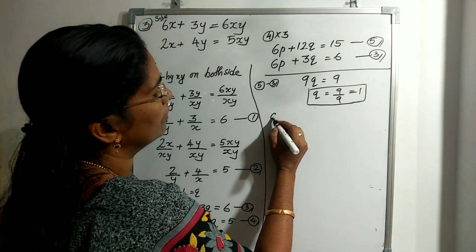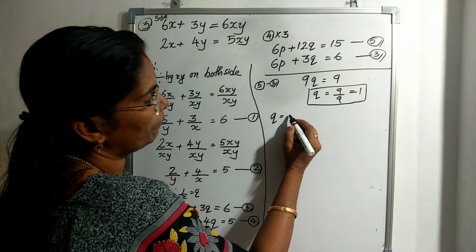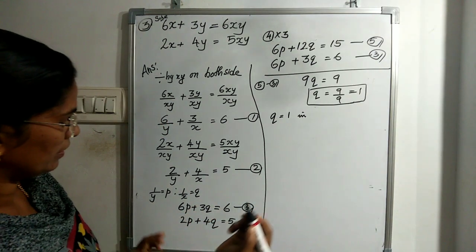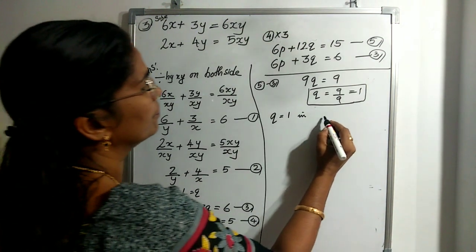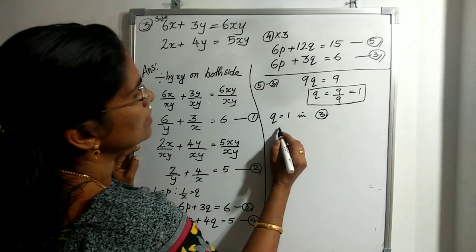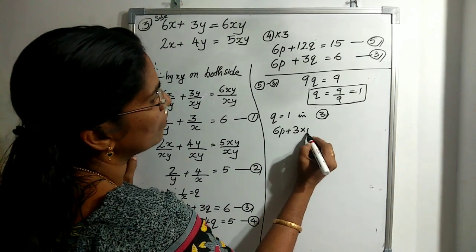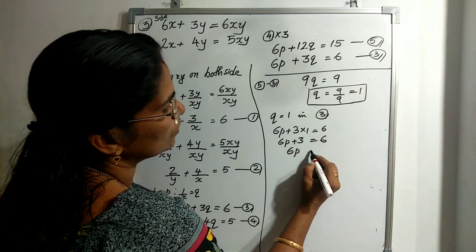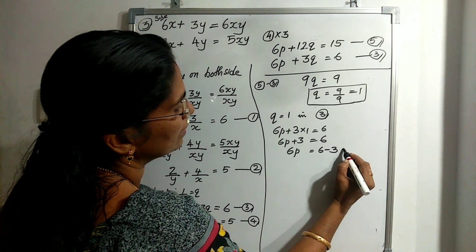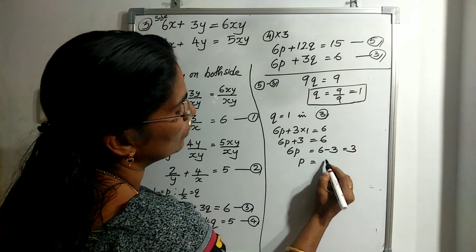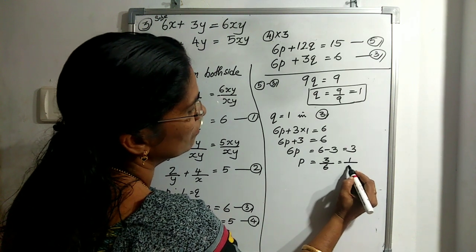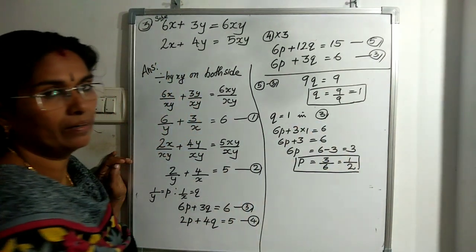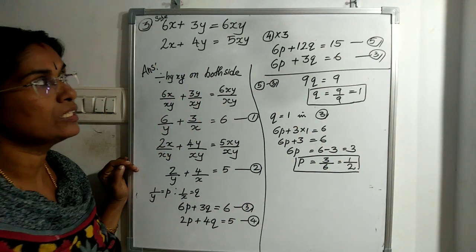Now we have to find the value of p. For this, substitute q is equal to 1 in equation 3. So 6p plus 3 into q, which is 1, equal to 6, or 6p plus 3 equal to 6. 6p is equal to 6 minus 3, that is equal to 3. Then p is equal to 3 by 6. Answer is 1 by 2. So p value is 1 by 2, q value is 1. Our question is solved for x and y.